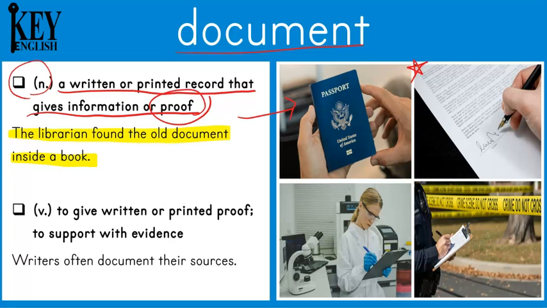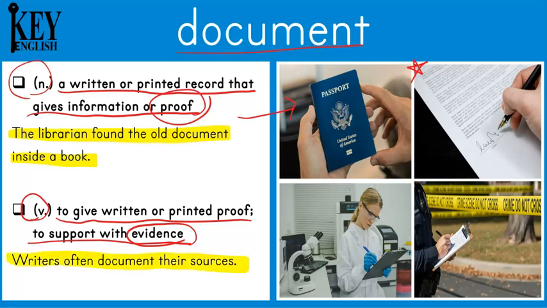We can also use this word as a verb. So now it's an action that people do. And as a verb, it is to give written or printed proof to support with evidence. So that means you are writing down something carefully so that there is evidence that it actually happened. For example, writers often document their sources. This means when someone is writing something like a science book, for example, the person who wrote the science book needs to say where they got their information from.